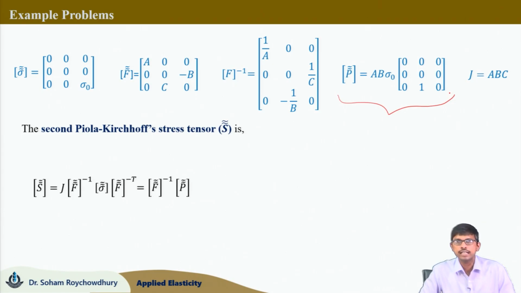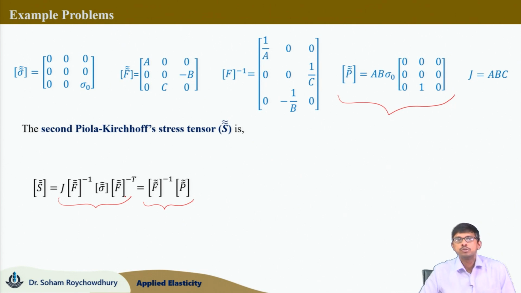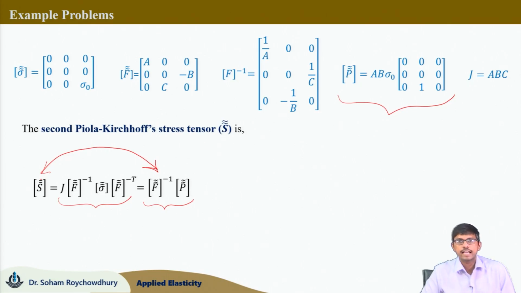Now, instead of this, it is convenient to relate S with P, then the expression is slightly shorter. We would need to multiply only two matrices if we write S as F inverse P. You can also obtain S using the earlier rule, but there you need to multiply three big matrices. So, that is why it is convenient to use the relation between the first and second Piola-Kirchhoff stress tensors, S equals F inverse P.